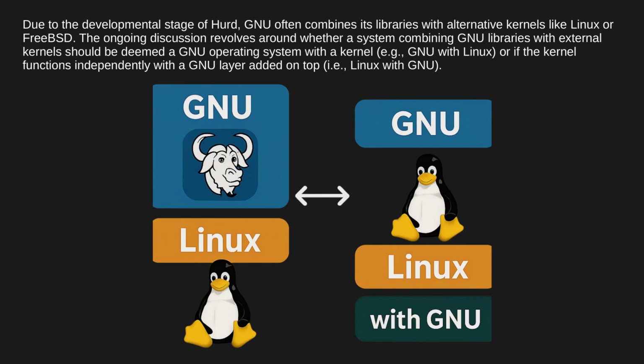The ongoing discussion revolves around whether a system combining GNU libraries with external kernels should be deemed a GNU operating system with a kernel, e.g., GNU with Linux, or if the kernel functions independently with a GNU layer added on top, i.e., Linux with GNU.